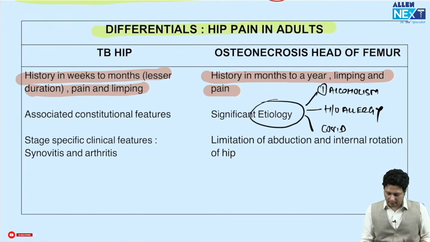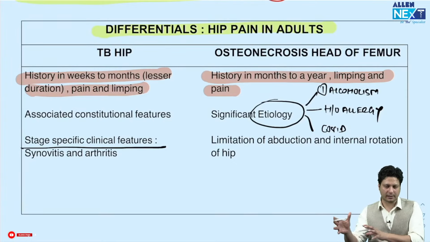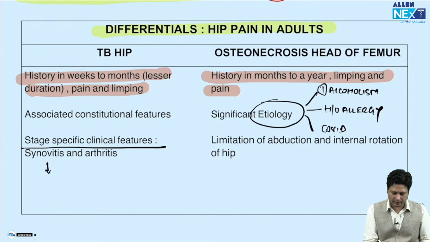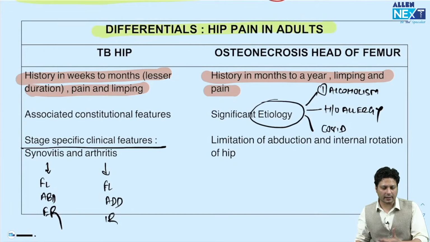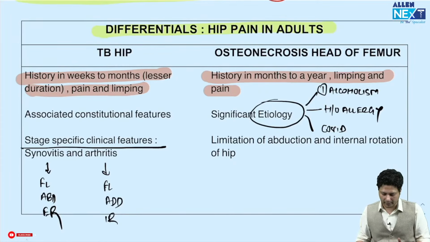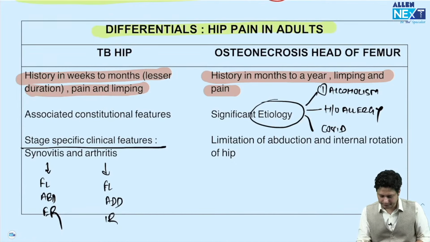Next, there will be stage-specific clinical features. In case of tuberculosis of the hip, like in synovitis, there will be flexion, abduction, and external rotation, while in arthritis there is going to be flexion, adduction, and internal rotation. We have already talked about this in detail, with stage 1, 2, 3, and 4.